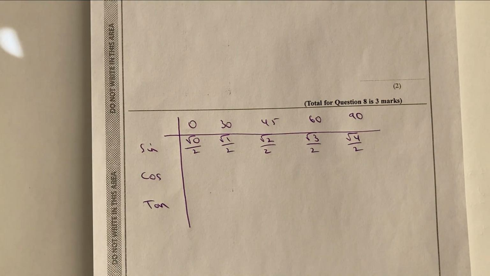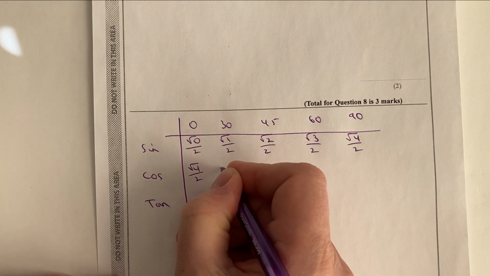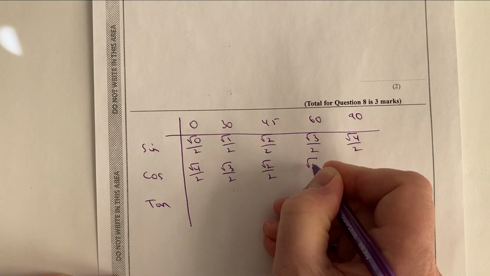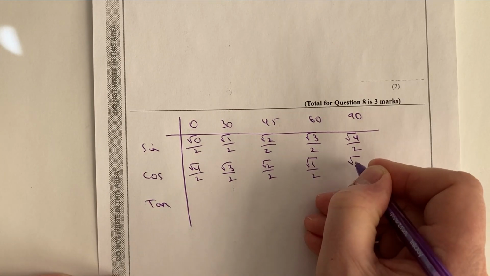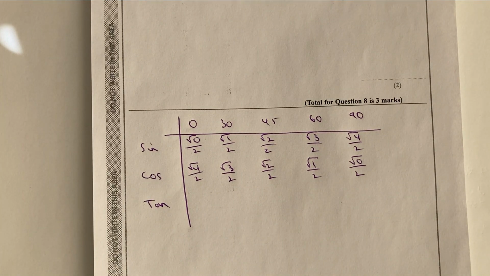And then we go back the other way. So it's going to be root 4 over 2, root 3 over 2, root 2 over 2, root 1 over 2, and root 0 over 2. And I appreciate they don't really make too much sense, but hopefully that'll be okay for you.